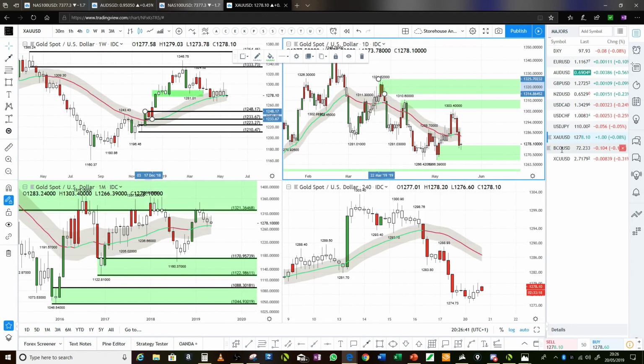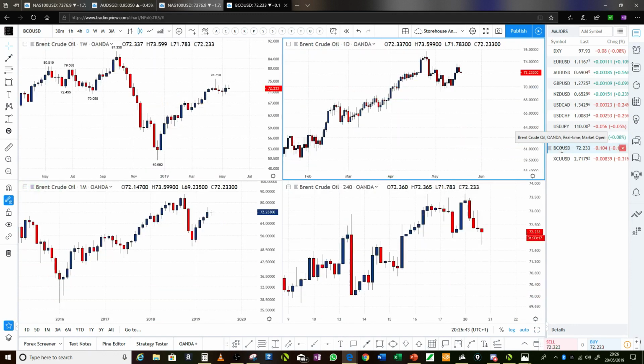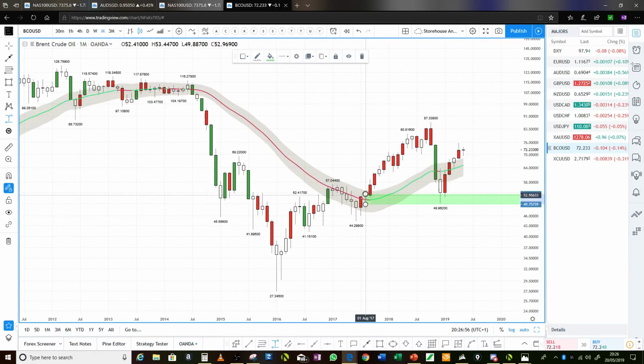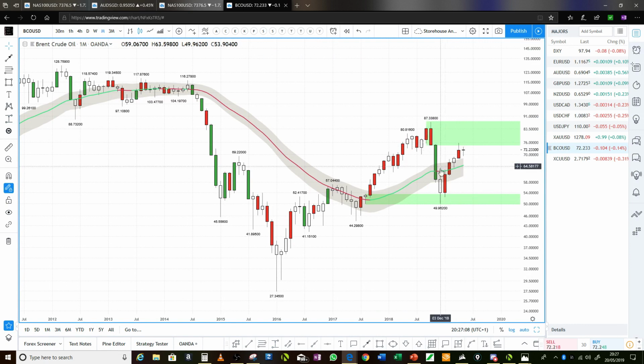All right, and now Brent crude oil. Let's take a look at crude oil on the monthly. So crude oil on the monthly chart, we have demand that's still there, and we're coming up into supply now. You could actually put it all like that. We'll wait to see what happens now in the market as the markets come up into this level.